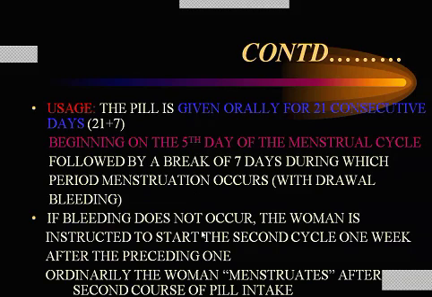Why immature, or premature, endometrium? Because we are giving hormone here. This is not natural. So ordinarily the woman menstruates after the second course of pills.